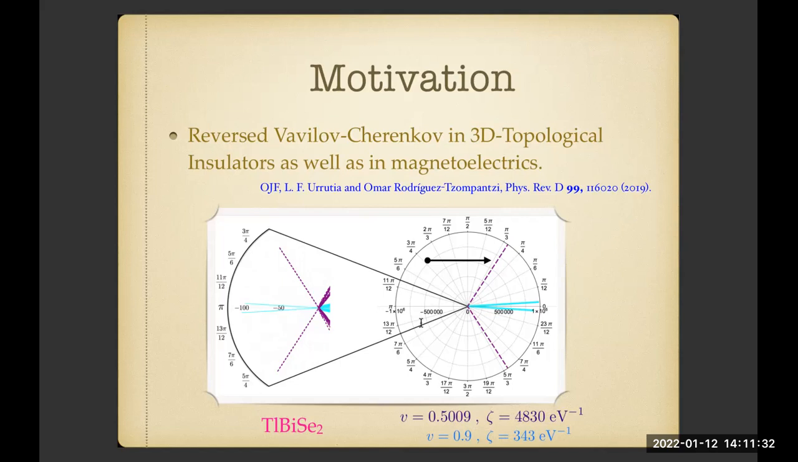Here I show you this nice plot, because here you can see in this black arrow the particle, let's say, which comes from left to right. And here, in this line from pi over 2 to 3 pi over 2, is the interface between two magnetoelectric media.